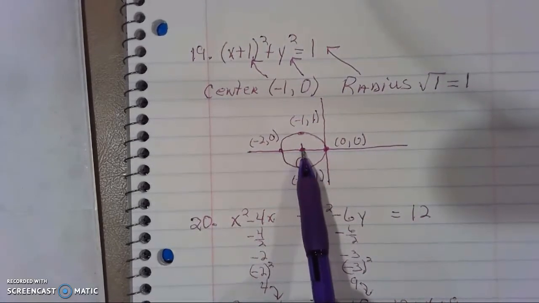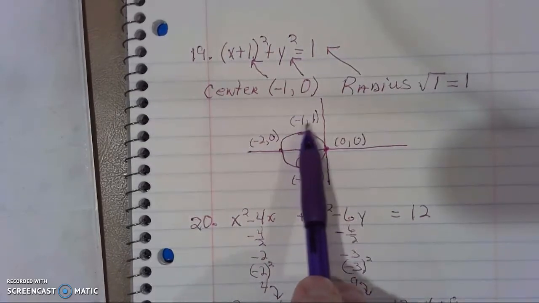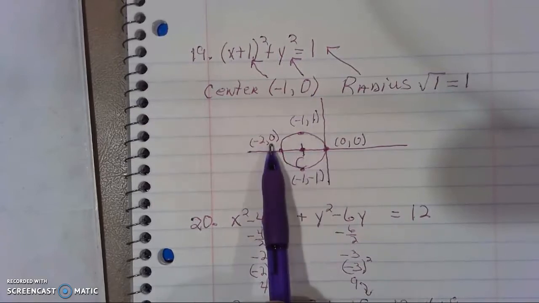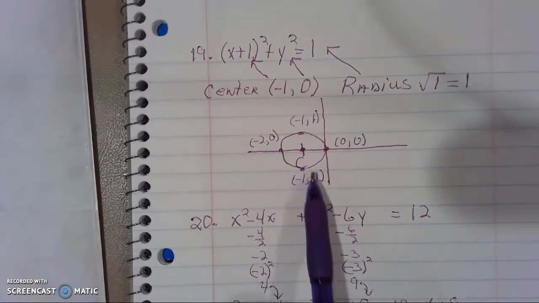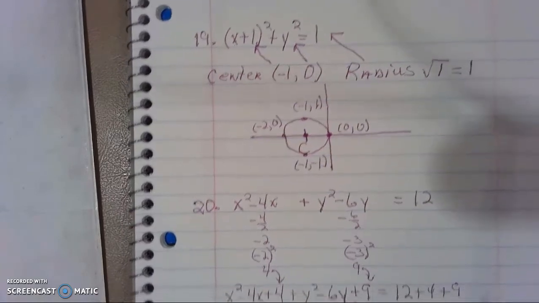So center is negative 1, 0. 1 to the right is 0, 0. 1 up is negative 1, 1. 1 to the left is negative 2, 0. 1 down is negative 1, negative 1. Then I drew my circle.